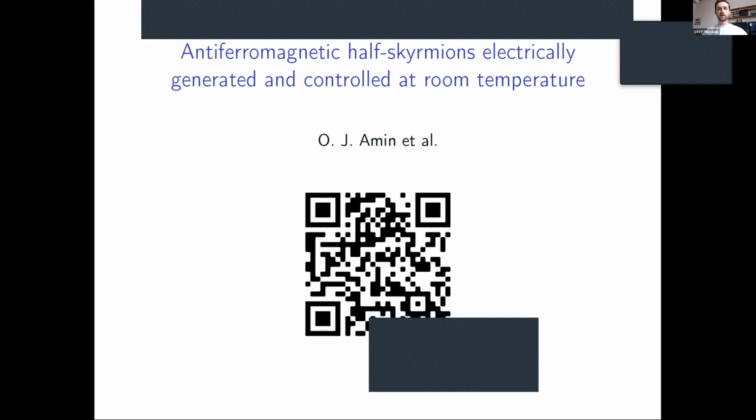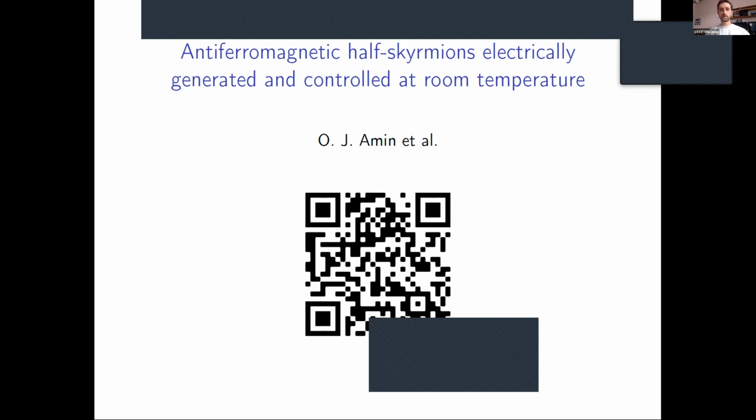My name's Amin. I'm based at the University of Nottingham in the UK, and I'm part of the experimental spintronics group here. Today it's my pleasure to present some of our recent work alongside our collaborators. We've been looking specifically at these antiferromagnetic half-skyrmions, which we electrically generate and control using electrical pulses in room temperature devices. The QR code there, which I'll show at the end as well, just links to the archive paper that we submitted last month.